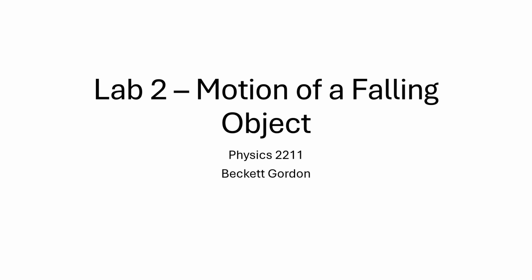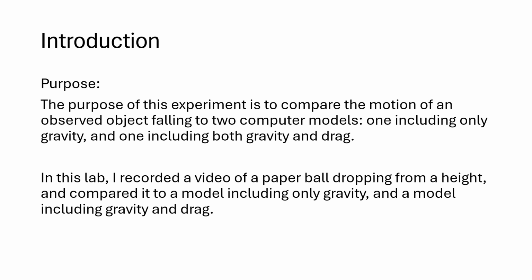So this is lab number 2, motion of a falling object for physics 2211. The purpose of this experiment is to compare the motion of an observed object falling to two computer models, one including only gravity and one including both gravity and drag. In this lab, I recorded a video of a paper ball dropping from a height and compared it to both models.